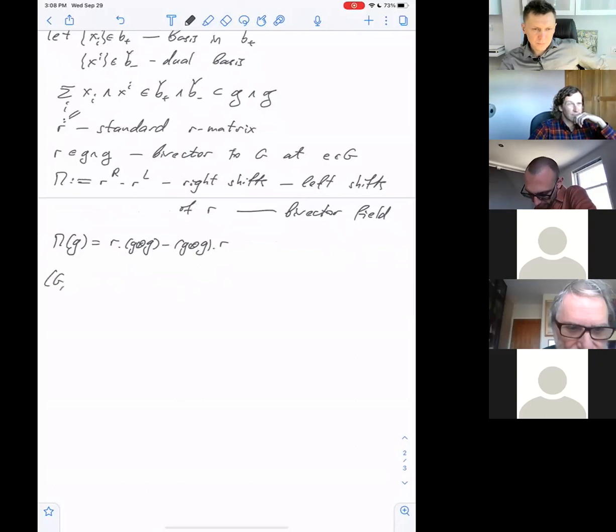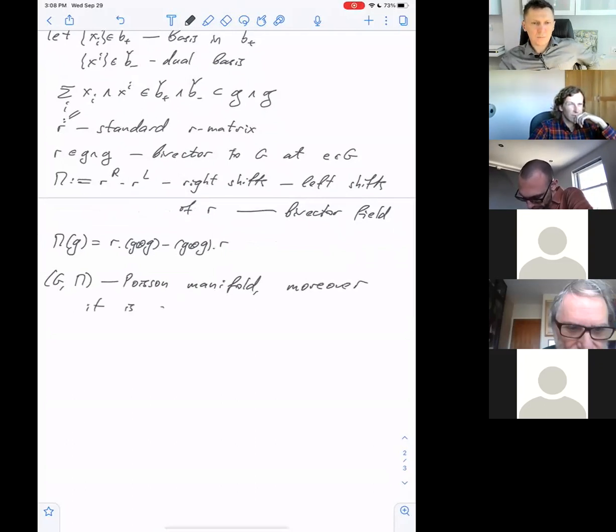Well, G endowed with this pi becomes a Poisson manifold, obviously. But moreover, it becomes a Poisson-Lie group.